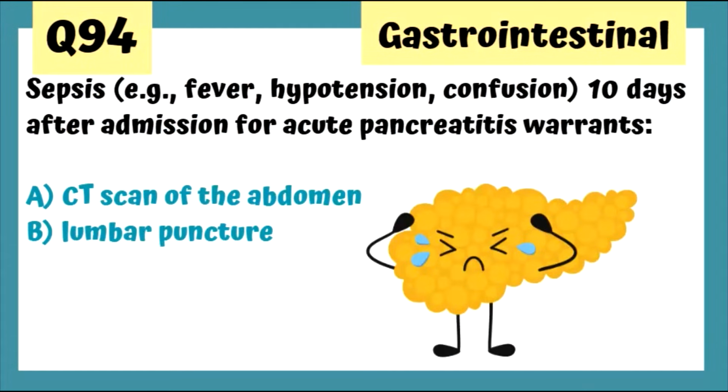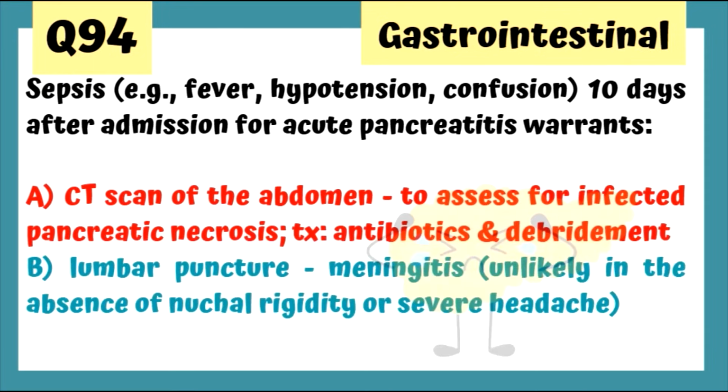Question 94. Sepsis, which involves fever, hypotension, and confusion 10 days after admission for acute pancreatitis, warrants what? What are we going to do over here? CAT scan of the abdomen, because we have to look for infected pancreatic necrosis, which we treat with antibiotics and debridement.